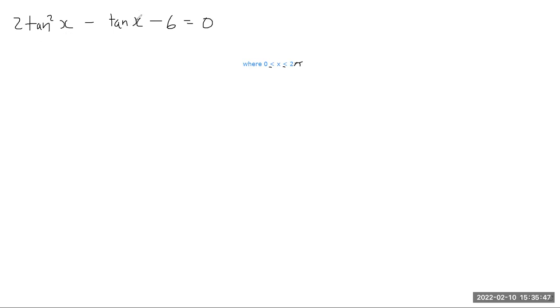So now you have to give the answers in radians. You sure you want to do that? No. Notice that anytime it looks like you have an x squared and an x, start to think about quadratics. Yeah. Using P, all right, no problem.